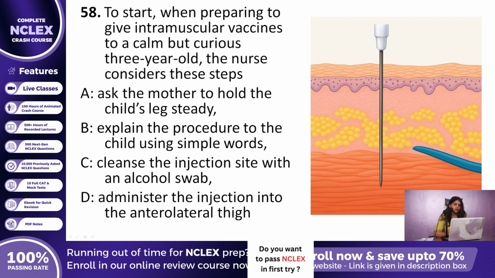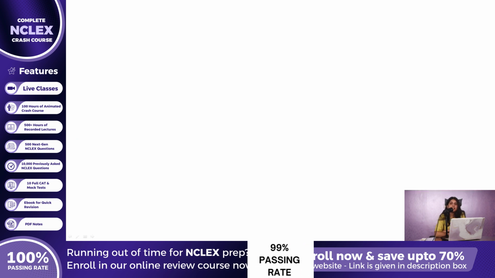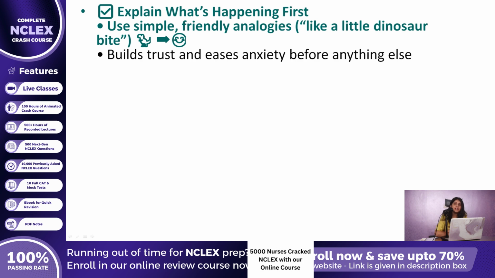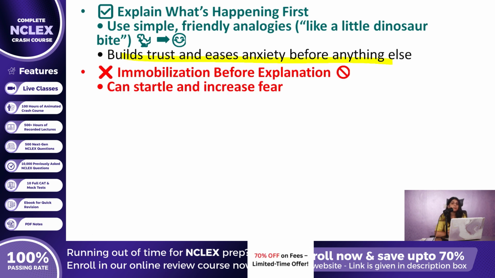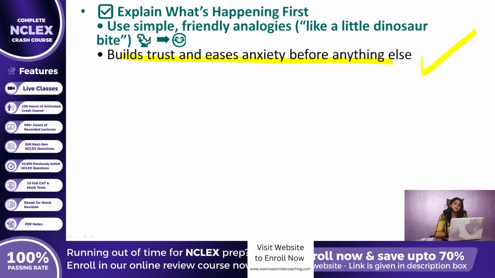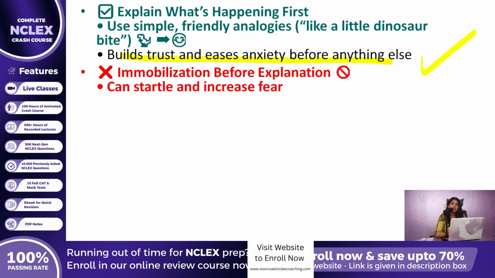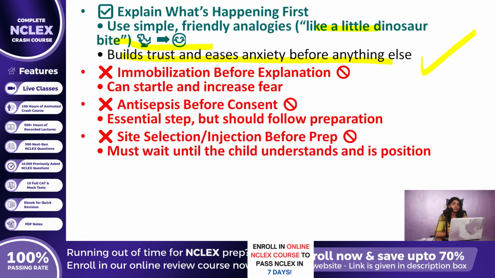And the first action should be B. Explain the procedure to the child using simple words. Establishing trust and reducing anxiety in a preschooler begins by telling them what to expect, such as, "I'm going to give you a quick pinch like a little dinosaur bite," so that subsequent immobilization, cleansing, and injection happen more smoothly and with less distress. Why A, C, and D is incorrect.